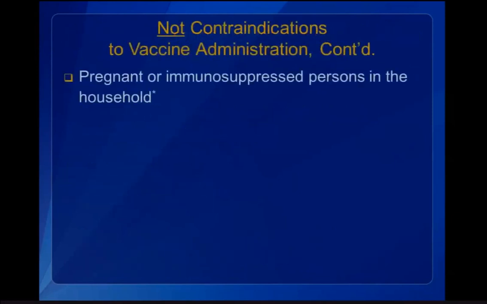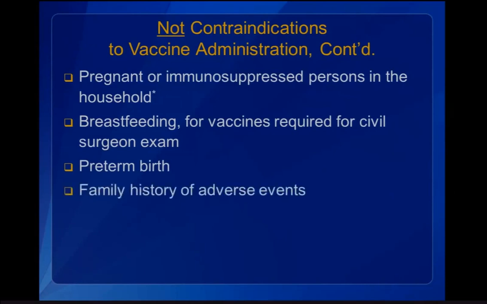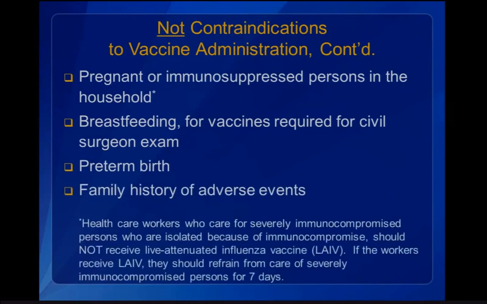Okay, and here are some not contraindications. Sometimes this comes up: if there's somebody who's pregnant or immunosuppressed in the household, can you give them? And you generally can give them. Breastfeeding: for the vaccines that are required for the civil surgeon exam, if the applicant is breastfeeding, you can give all of the vaccines that are required. Preterm birth, this probably is not going to be coming up for you because by the time you would see the child, they would be older, but that's not a contraindication. Family history of adverse events is not.